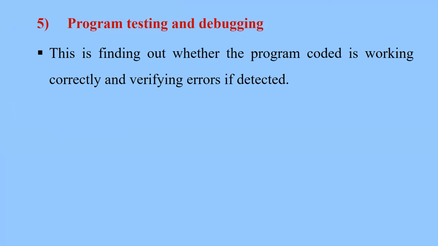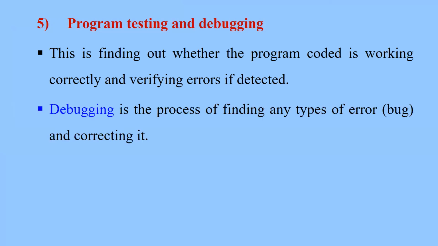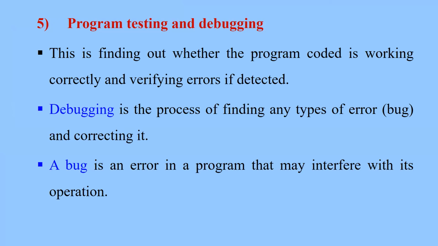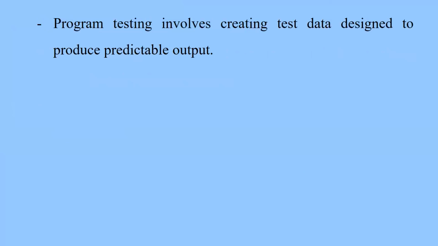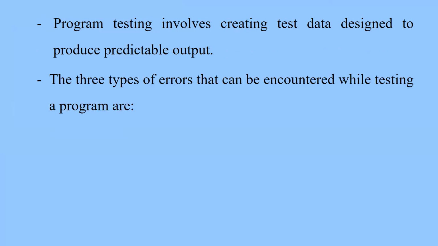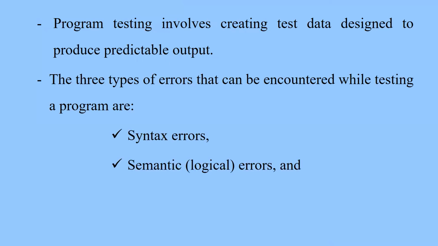This is finding out whether the program content is working correctly and verifying errors if detected. Debugging is the process of finding out any errors or bugs within your program and rectifying them. Therefore, a bug is an error in a program that may interfere in its operation. Program testing involves creating test data designed to produce predictable output. The three types of errors that can be encountered while testing a program are the syntax errors, semantic or logical errors, and runtime errors.